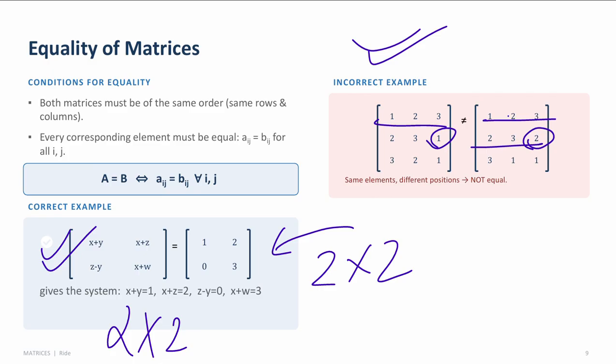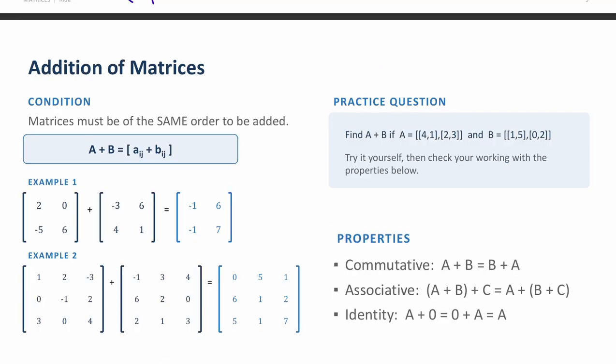So therefore, these matrices, in order to be equal, require two conditions. First is that the order of the matrix should be the same and every corresponding element must be equal. Now, let us talk about the addition of the matrices. Matrices must be of the same order in order to be added, right? So A plus B is equal to Aij plus Bij. That means you have to add the corresponding elements of both the matrices.